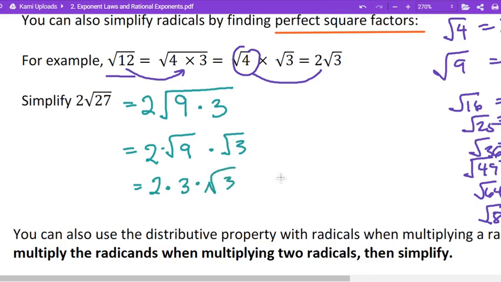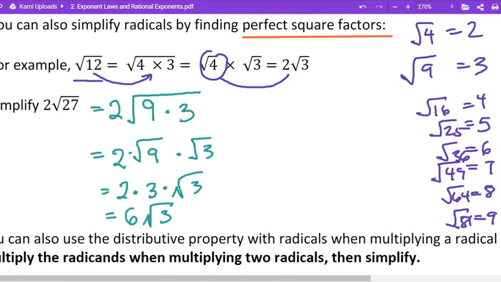Now I'm showing many steps here, right? This is something that you might be able to do in one step. And then I can multiply the coefficients. So 2 times 3 is 6 root 3. And so this is the simplified version because the radicand is the smallest it can be. We good? So let's take this and do the second example.